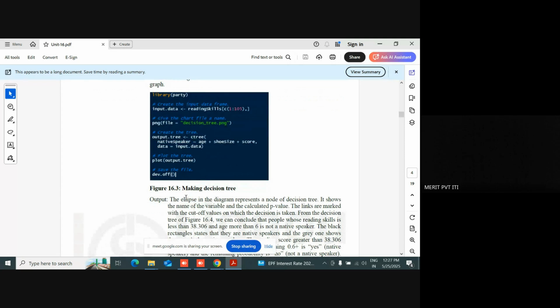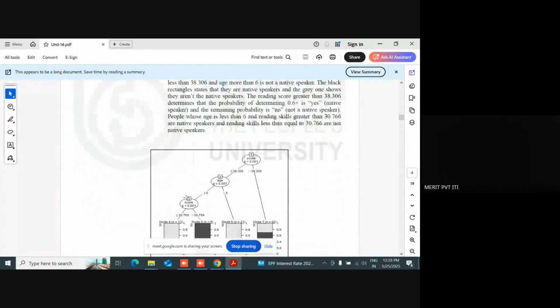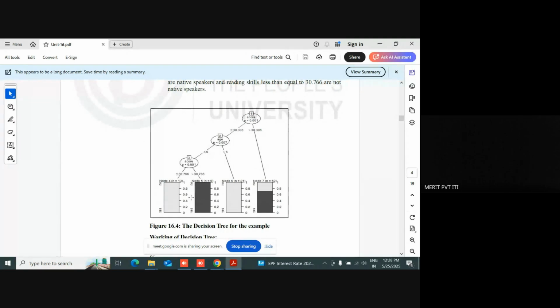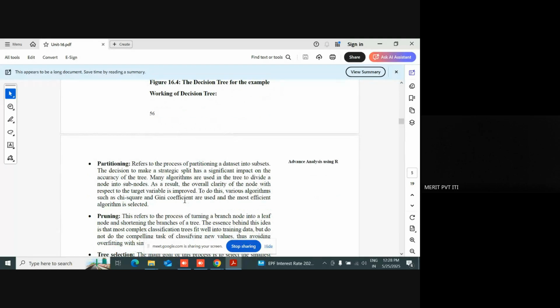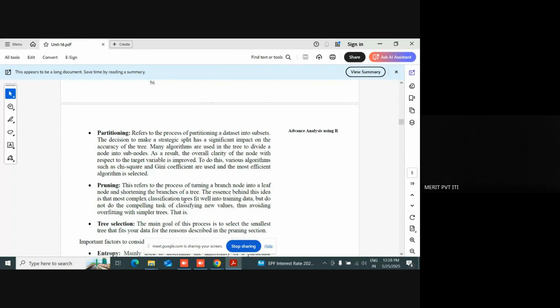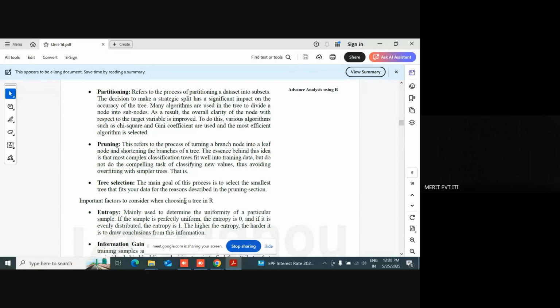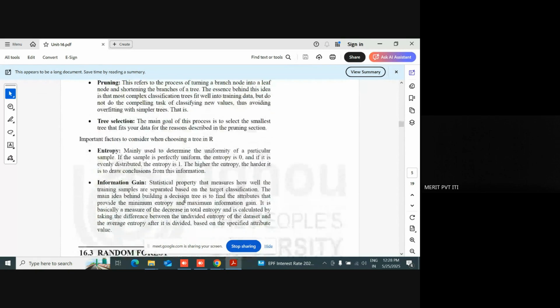This is for making a decision tree. This is the decision tree. Decision tree for the example, with score and so on. So you have scope for this. Age, this score is this. So this is the decision tree. Then partitioning, pruning, tree selection, entropy, information gain.